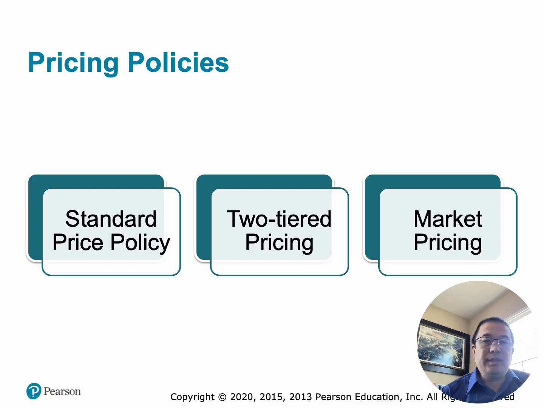Number two, two-tiered pricing. A two-tiered pricing policy uses one price for the domestic market and a different price for international markets. Characteristics are one price at home, another price abroad. Advantages are it reflects export costs, accounts for tariffs and transportation expenses, and it's easier than setting a unique price per country.